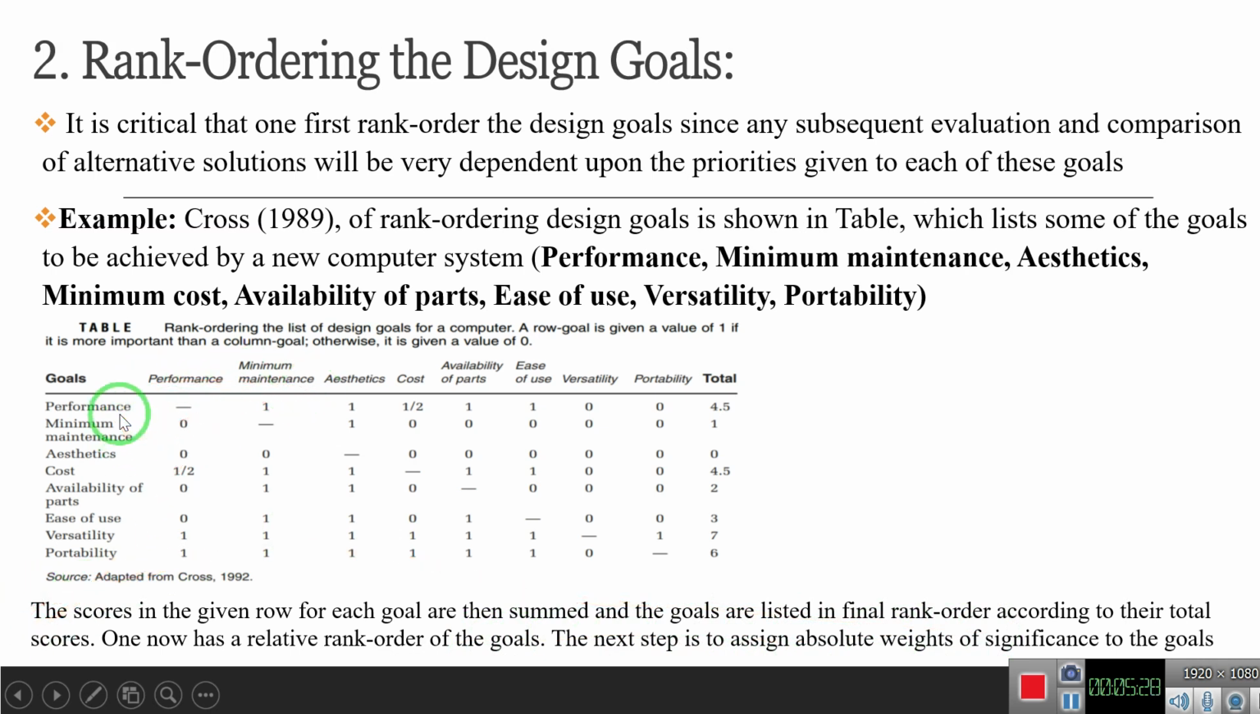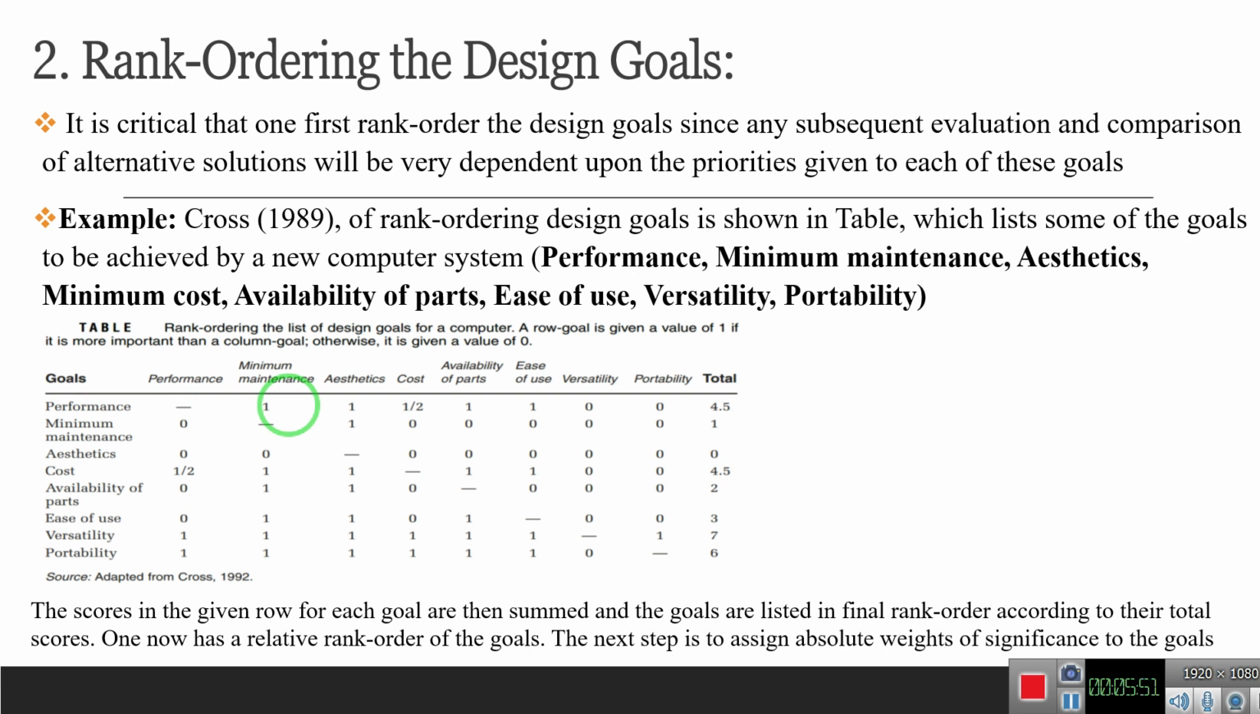So we have three steps in the rank ordering. If you feel that performance is more important than the minimum maintenance, then you have to give 1. If performance and some other goal are of equal importance, you have to give 0.5. How the rank is given: only three points are there here.